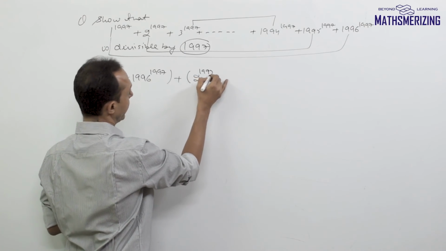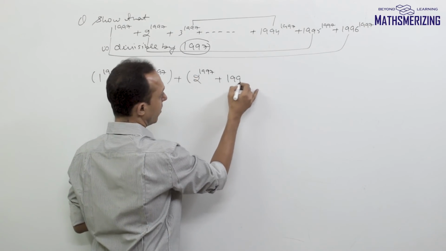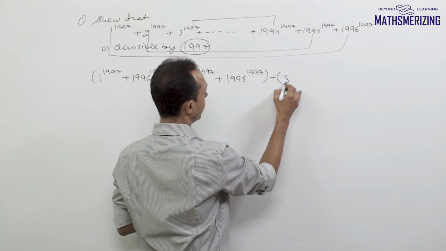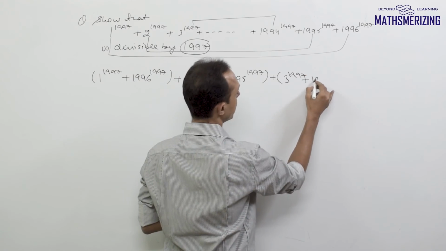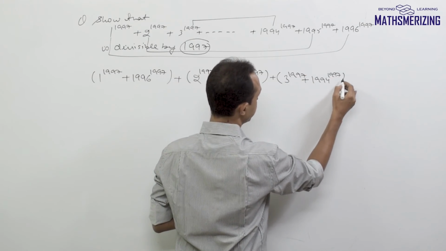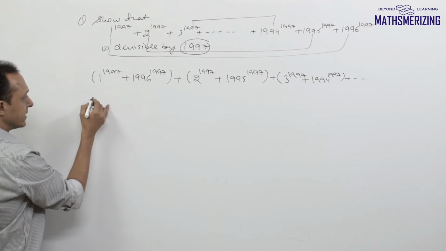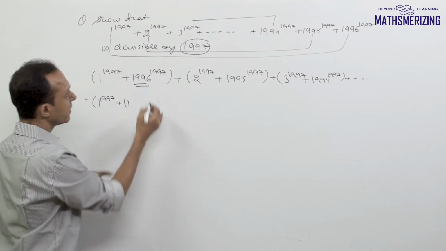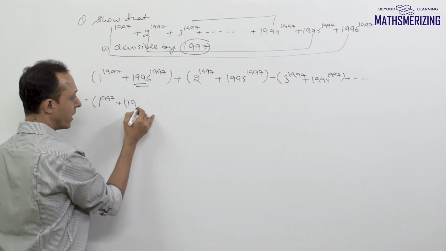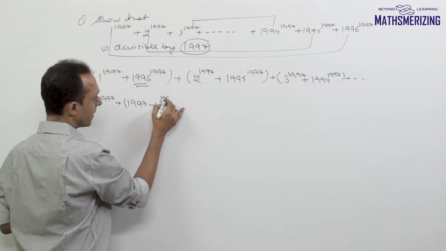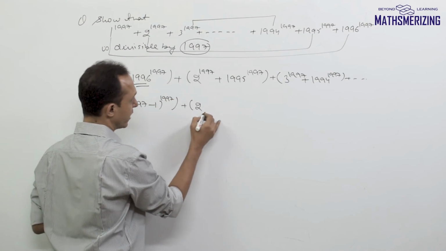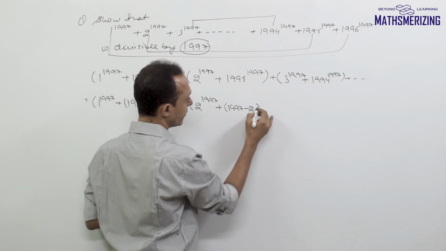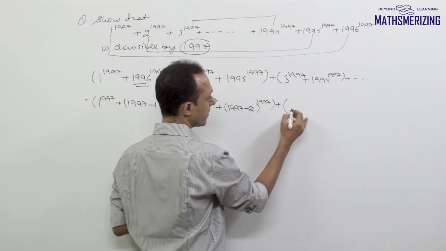So I'll write it as 1 to the power 1997 plus 1996 to the power 1997, 2 to the power 1997 plus 1995 to the power 1997, 3 to the power 1997 plus 1994 to the power 1997, and we'll continue. Now I can write this as 1 to the power 1997 plus, and I'll express this number in terms of 1997. So I'll write 1997 minus 1 to the power 1997. In the same way for the second one, I'll write 1997 minus 2 to the power 1997. Same way for the third one.